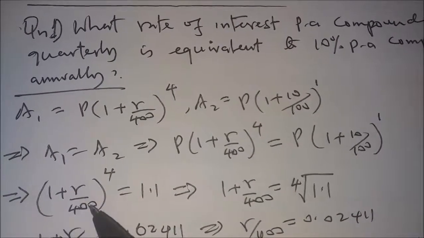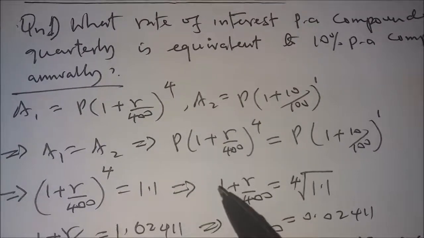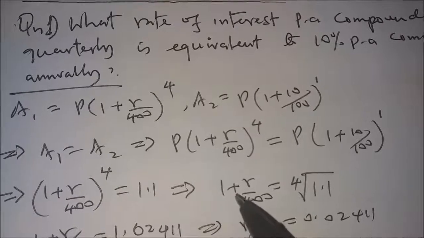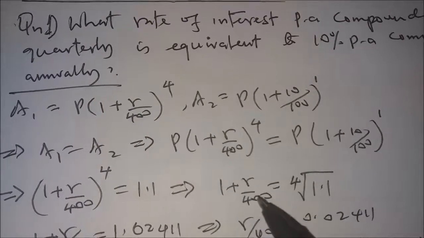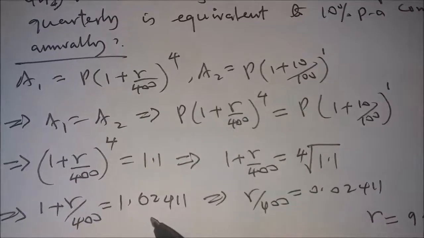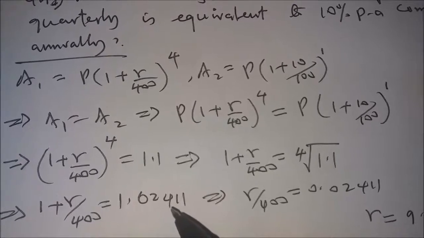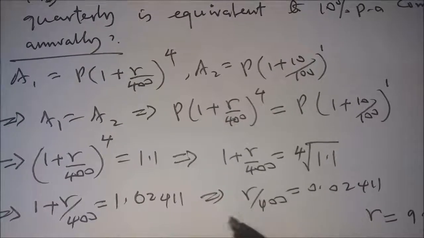1 plus R over 400 to the power 4 equals 1.1. To remove this power 4, we take the 4th root of both sides. So 1 plus R over 400 is the 4th root of 1.1. And we work it out using our calculator. 1 plus R over 400 is 1.02411. R over 400, we subtract 1 from both sides.